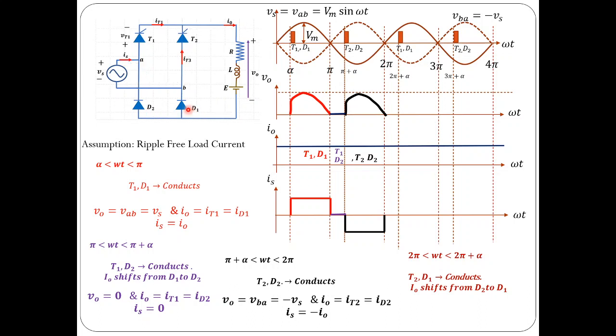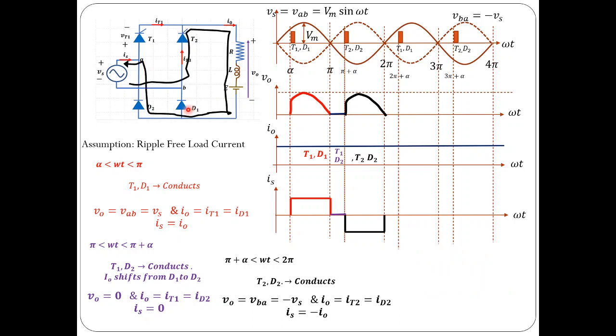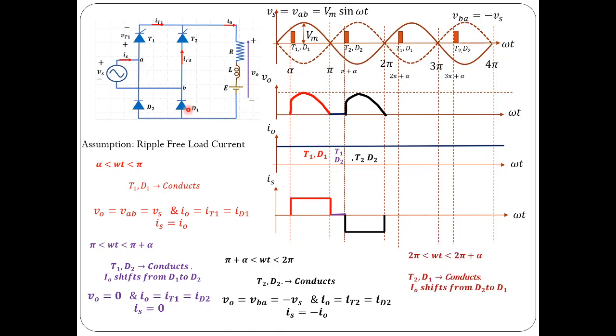So the load current would shift from the path through T2 and D2 to T2 and D1. So this is the new path of the current flow through the load. Current would flow through the load and then come back to D1 and then go back to T2, and so on. So this is the current direction: the load current freewheels through this path, through T2 and D1.